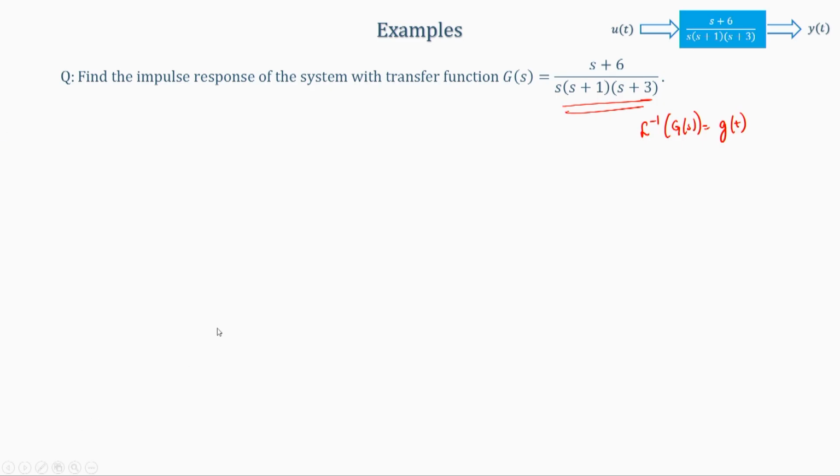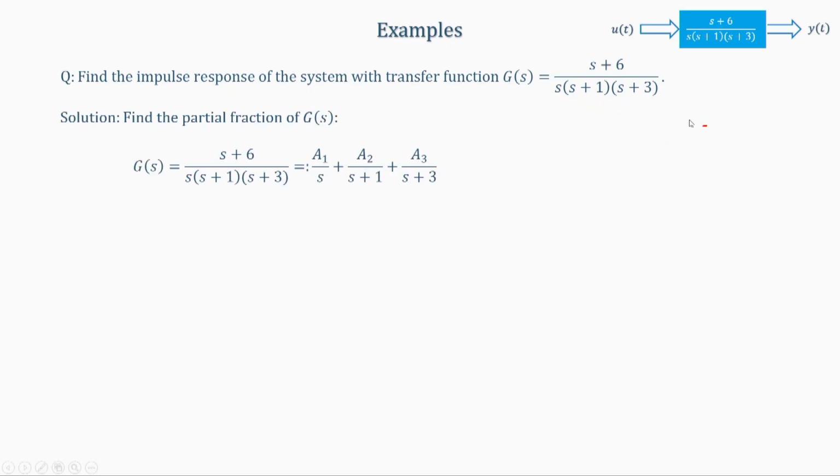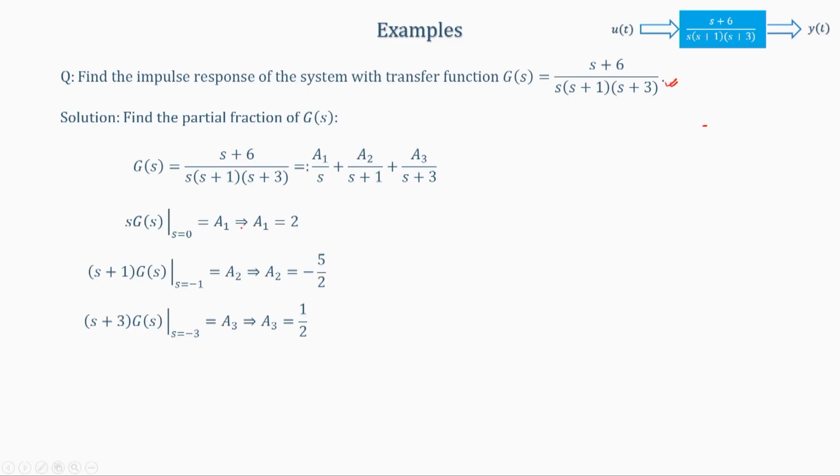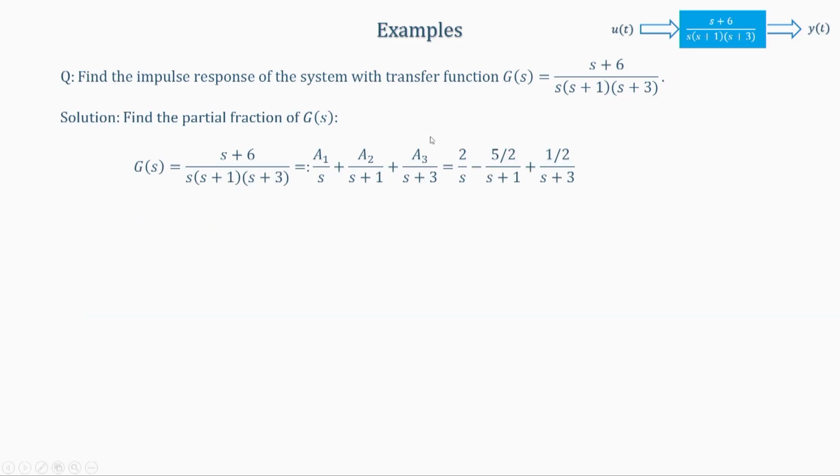To find the Laplace inverse of this, we will simply go for the partial fraction method, where we take the partial fraction of this. So, this can be written in this way. How do I find out the value of A1? A1 can be found out by s multiplied by G(s), evaluated at s equal to 0. I hope all of you know how to find partial fractions. This is part of basic maths courses. So, you find the partial fraction with this method, and these are the coefficients A1, A2, A3 that you get. So, the partial fraction is this.